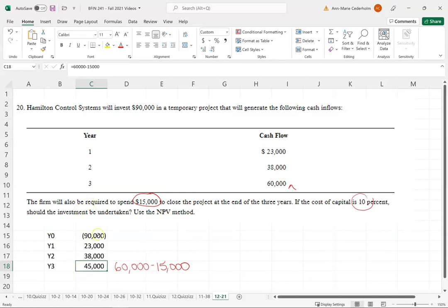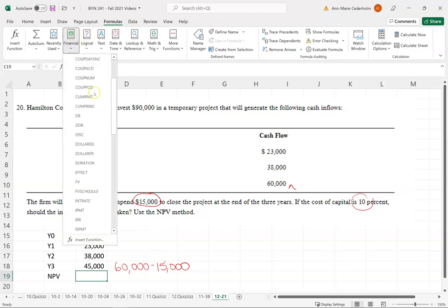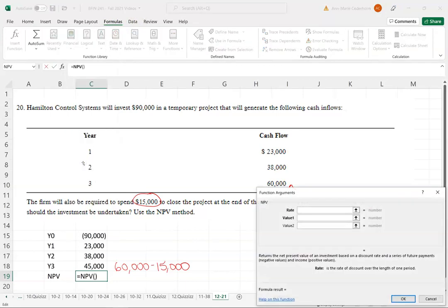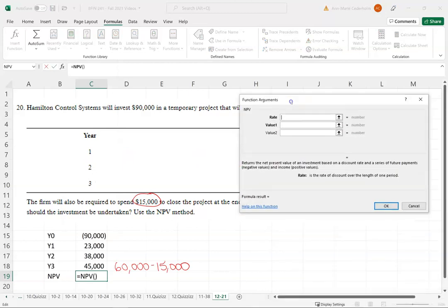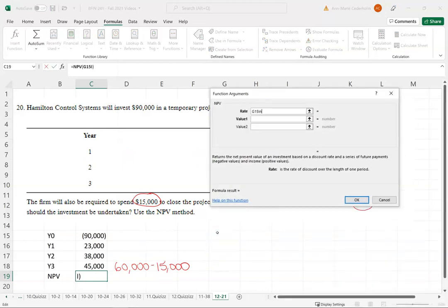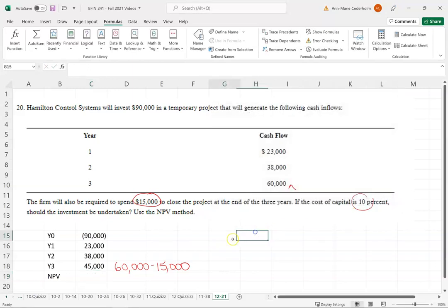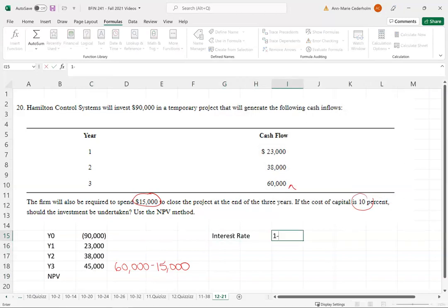So now that we have our cash flows, I can go ahead and calculate the net present value. And so I'm going to just go to my formulas, find the financial calculator, and scroll until you find NPV. Now, the rate that we're going to use is, I should have typed this interest rate beforehand. Let me just close that. So the interest rate that we're going to use is this 10%. That's our cost of capital.